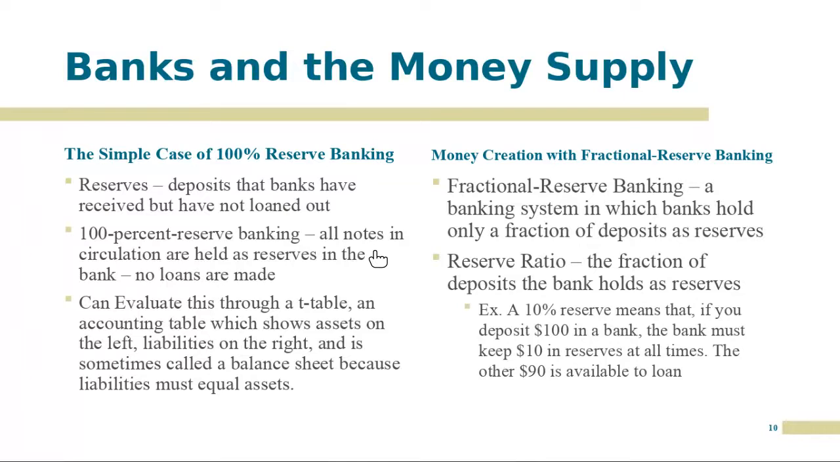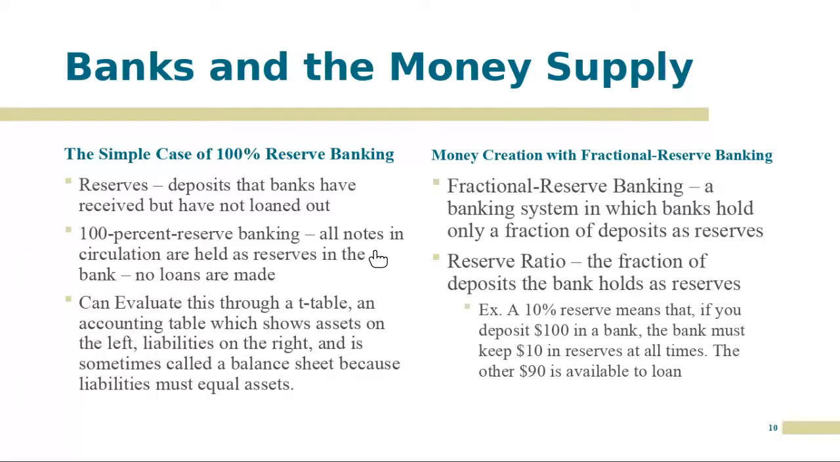Now, money creation comes from the fact that we don't use this 100% reserve banking. We use fractional reserve banking, which is a banking system in which banks hold only a fraction of deposits as reserves. The reserve ratio is what determines this fraction. An example is that a 10% reserve ratio means that if you deposit $100 in the bank, it must hold $10 in reserves at all times. It then has the opportunity to take the other $90 you deposited and loan that out to someone else.